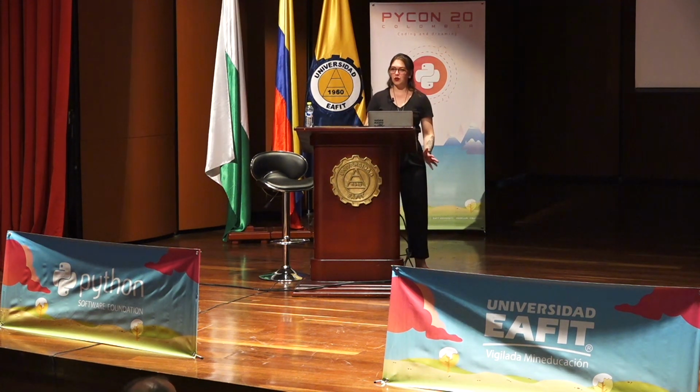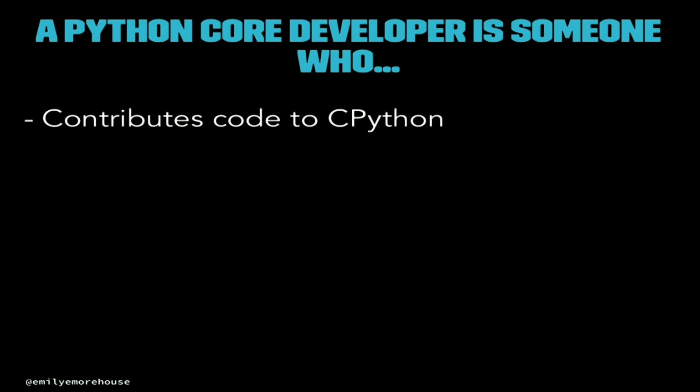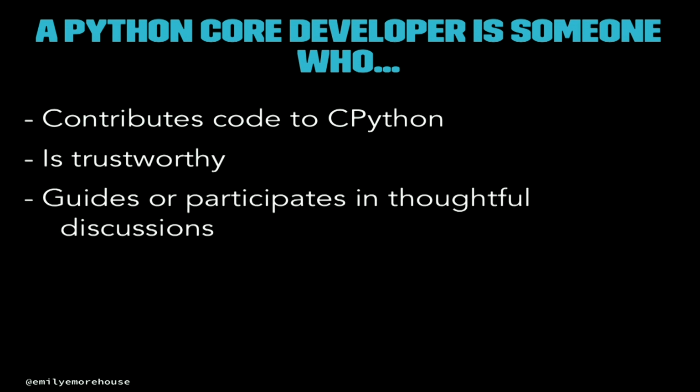Now that I've had a little bit more time to distill my knowledge on this, I do have a better idea of what a core developer actually does and how you can use this to guide you to be successful to contribute, whether that's to CPython or to another open source project. So it's a given that core devs contribute code and must be trustworthy. It's also important that they can guide and participate in thoughtful discussions around their own code and other people's.